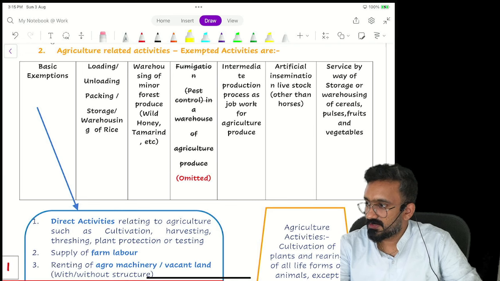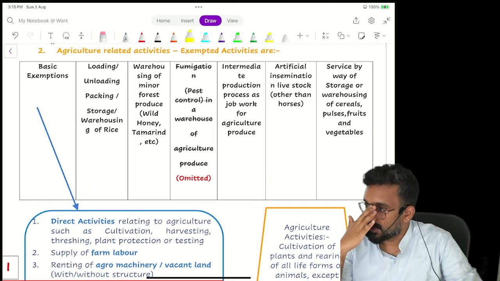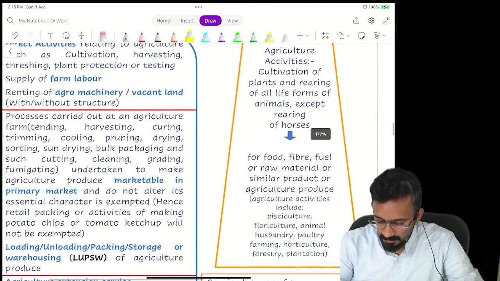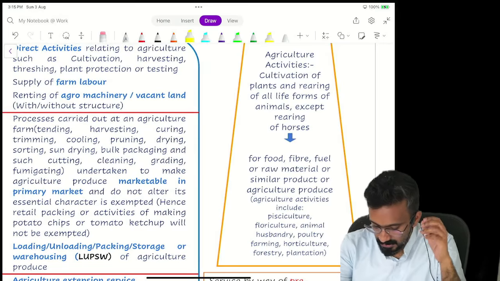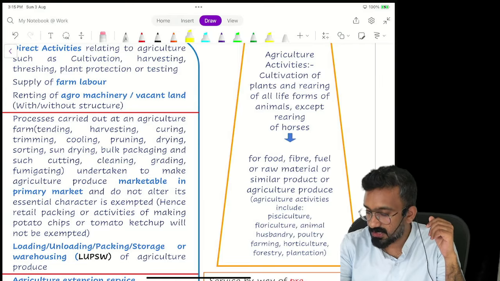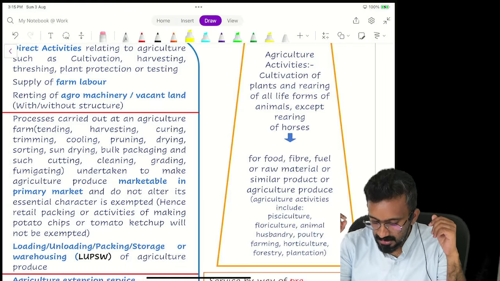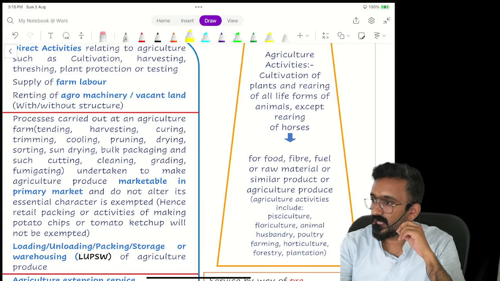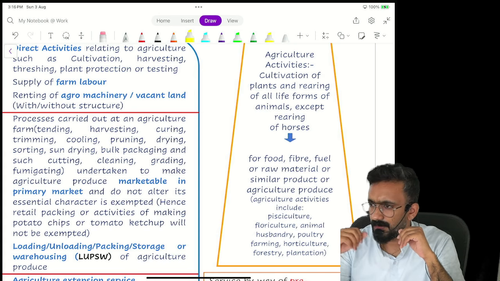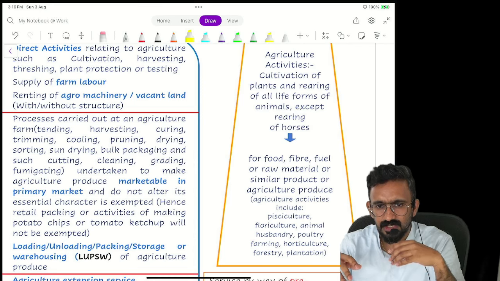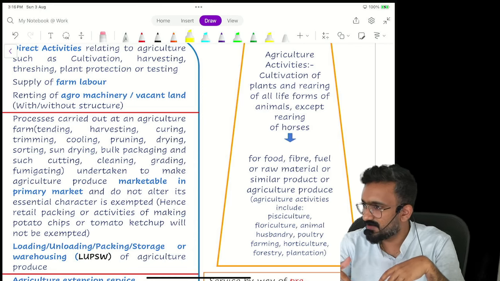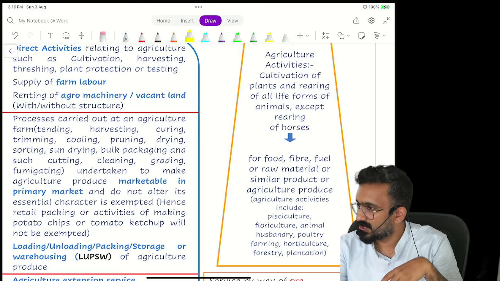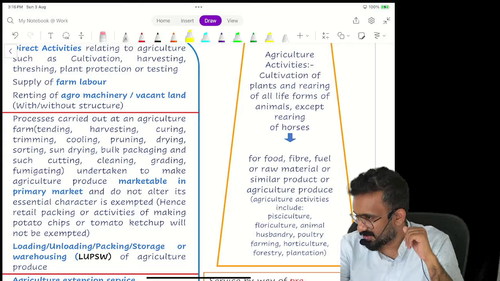Agriculture related activities. First of all, to understand these exemptions, you should understand the meaning of agriculture. Please remember, agriculture has a wide definition. It says agriculture can be cultivation of plants, rearing of all life forms of animals except rearing of horses. A horse farm cannot be treated as an agriculture farm. The primary reason is that a horse farm is generally meant to train horses for horse racing, which eventually creates gambling or betting, which is an actionable claim, so I don't want to give any exemption to them.